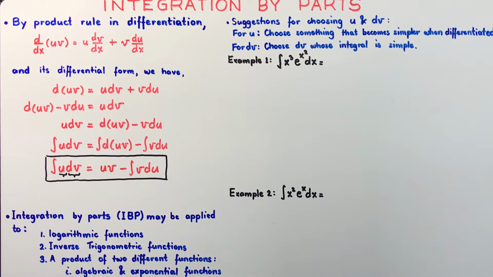Now, the crucial part of this technique is to determine which one is the u part and which one is the dv part. Actually, there is no general rule that can be given as to which of the two factors in our integrand will be the u part and which will be the dv part. Only experience and practice will give us the skill to be able to choose correctly through advanced thinking.